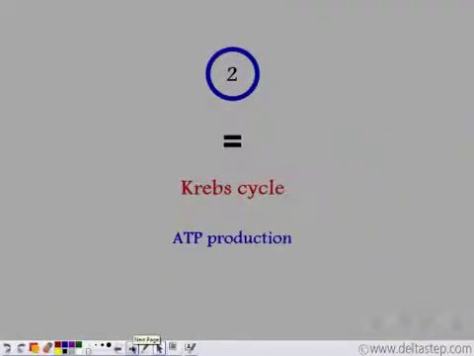Now, let's come to the next step, Krebs cycle. What is the significance of Krebs cycle? A lot of ATP is formed. Now, why is this ATP formed? What is the importance of ATP production?